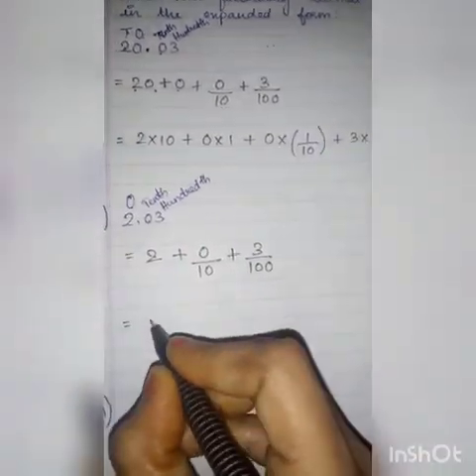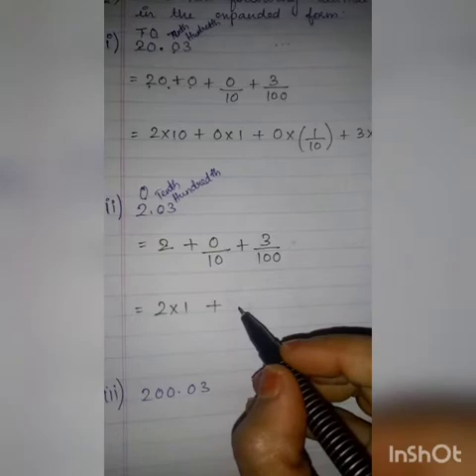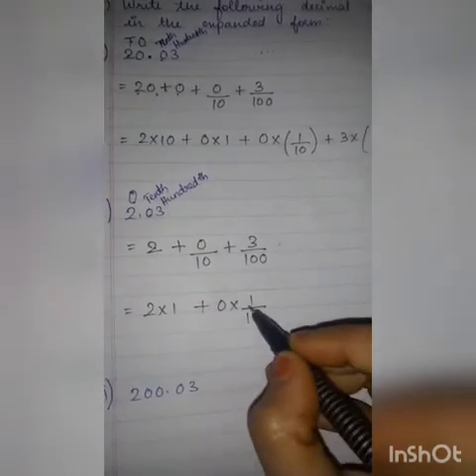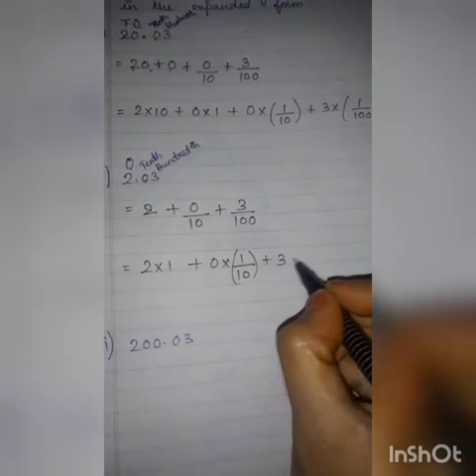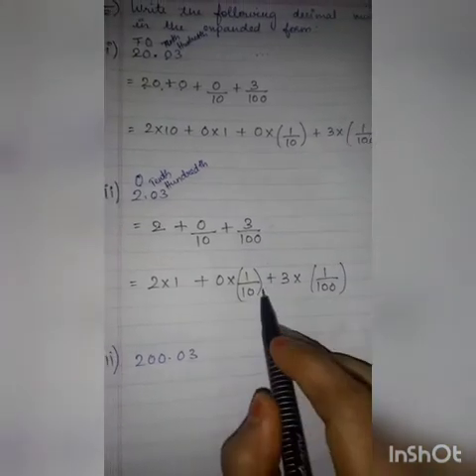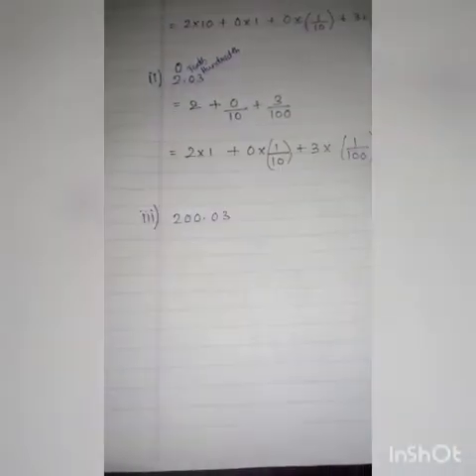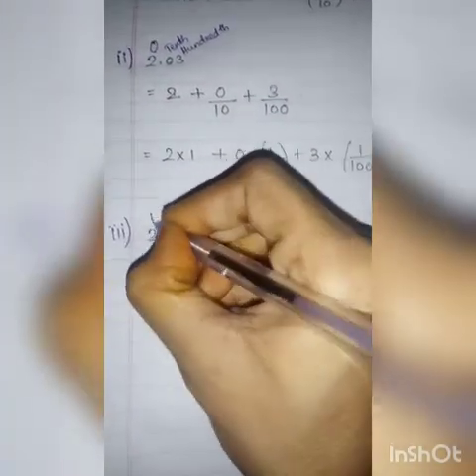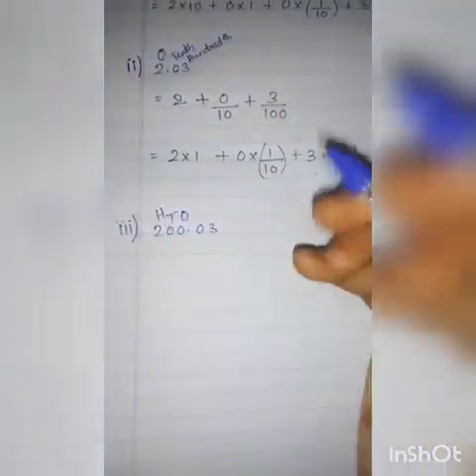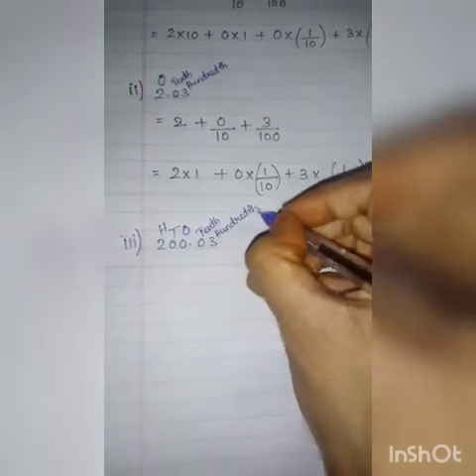Or you can write like this. 2 into 1 plus 0 into 1 by 10, because it is 0 into tenth place, plus 3 into 1 by 100. So these are the two possible ways to write the expansion form. Now, third question. So shall I write now? Left side, how do you write? Ones, tens, hundreds. Here, tenth, hundredth.